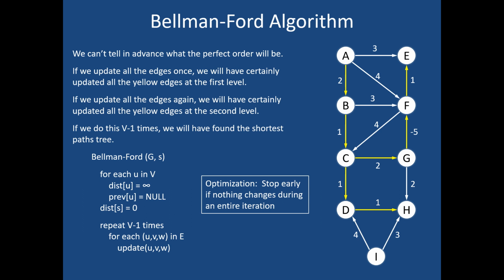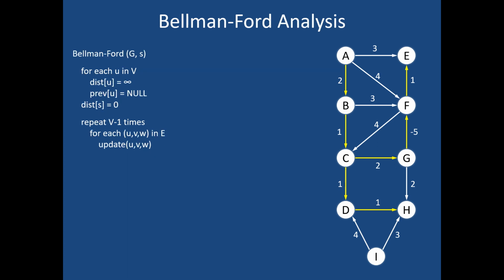In reality, the number of repetitions you have to do in the worst case before things stop changing is going to depend on the depth of the yellow tree. You won't have to go to full V minus 1 if that yellow tree is shallow. Turns out you just have to go a few iterations, and things will stop changing. But in the absolute worst case, you're going to get V minus 1 repetitions. So let's analyze it. What's the cost of the initialization step, that first chunk of code? Setting up the distance and previous arrays.